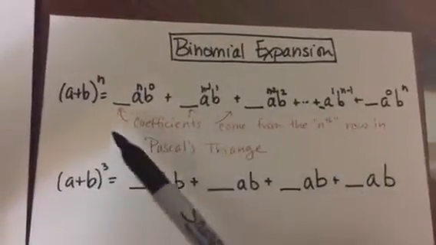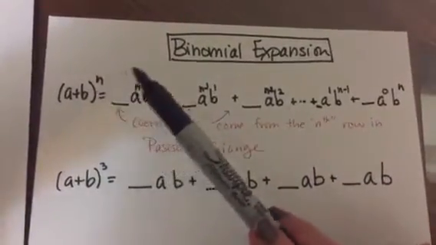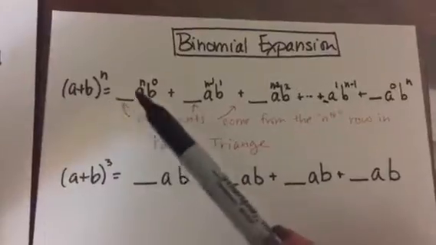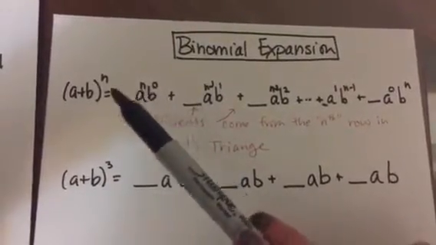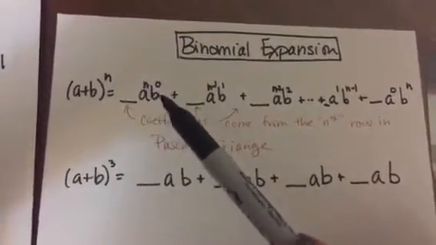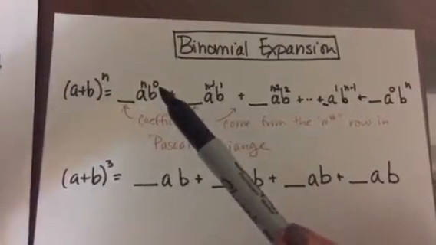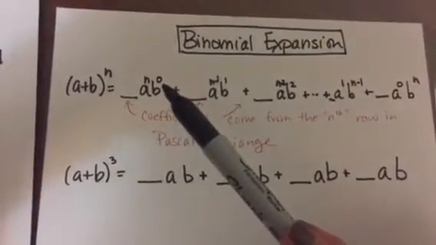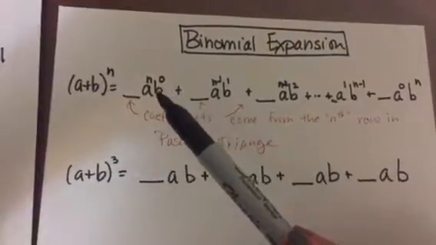It's a little arbitrary or weird if we don't know what n is, but essentially in the first term, the a part has all the whatever n is. It has the whole thing, and the b has nothing. It's b to the 0. Technically, b to the 0 equals 1, so that's not usually shown in your answer.